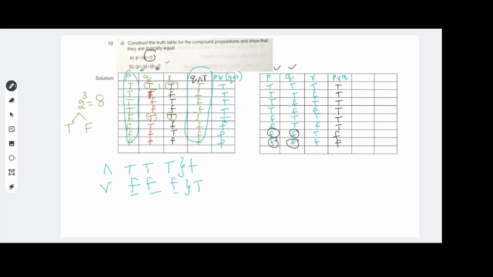Next one we have P or R. We have to check the first line and the third line. For the condition, OR means F and F is F. F and F is F, F and F is F, F and F is F. You have to check in the first and third line. The remaining all will be true.